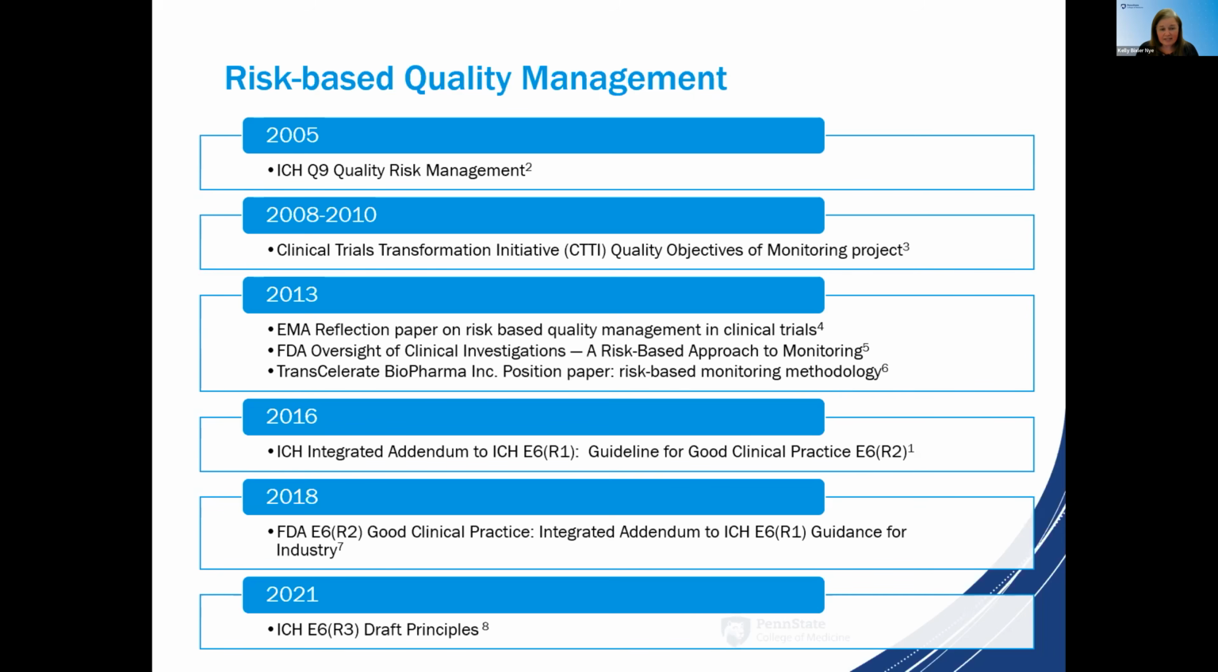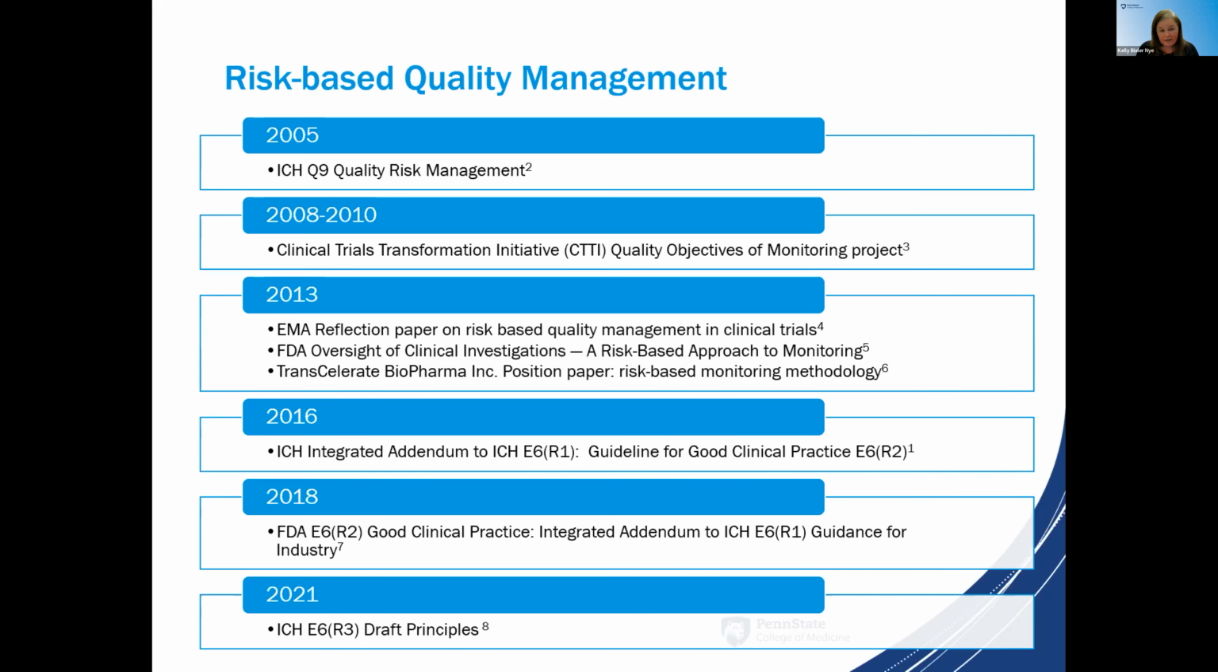In 2016, the ICH produced an integrated addendum to their Good Clinical Practice. That was Revision 2 of those guidelines, and they continued to add more risk-based quality management items to the guidance documents.